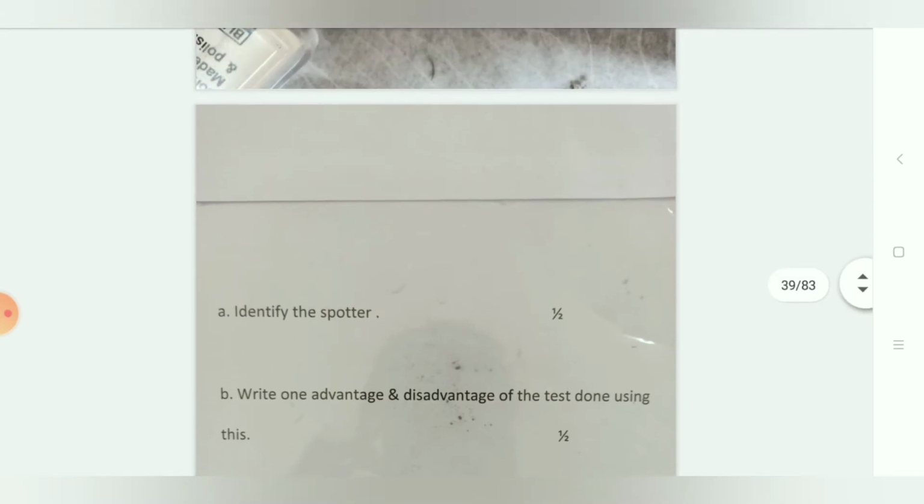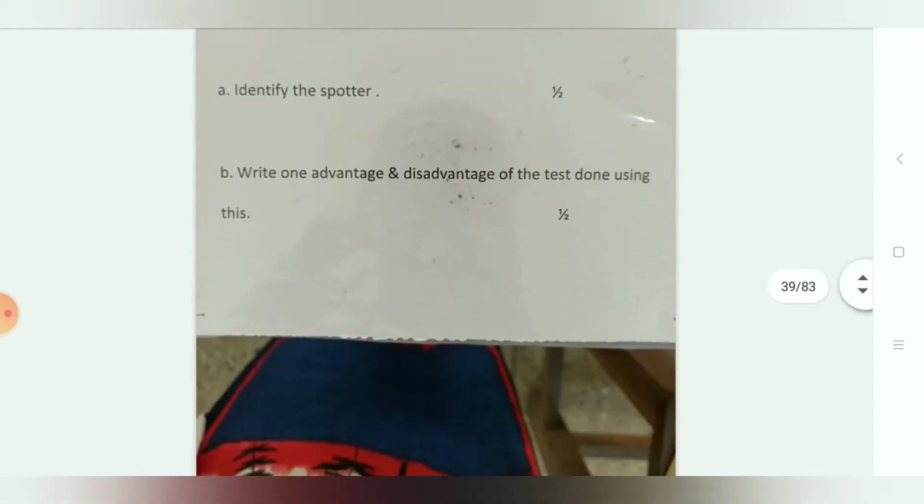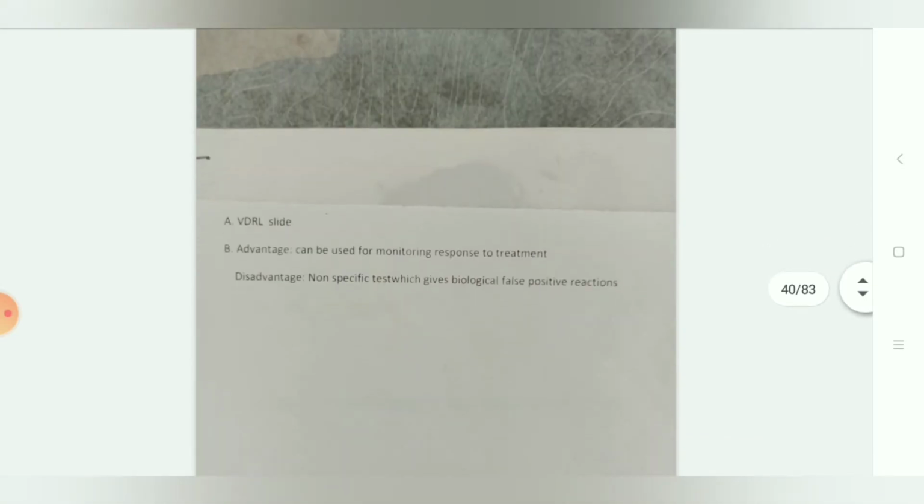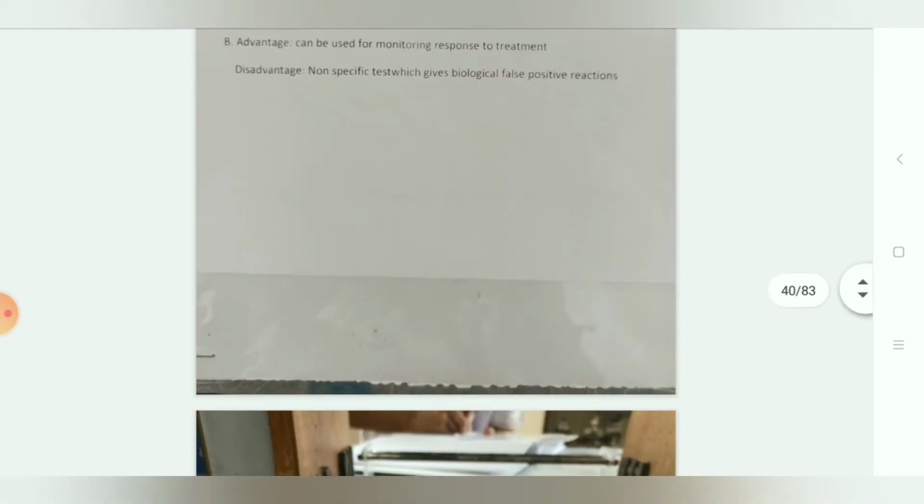So the advantage is that it can be used to monitor the response to the treatment. The disadvantage is that it is a non-specific test which gives biological false positive reaction.